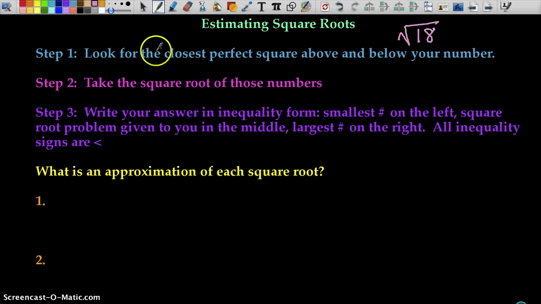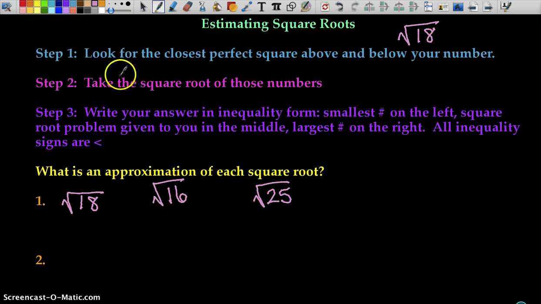So the first thing that you want to find is the closest perfect square above and below your number. So let's say we have this problem, square root of 18. What are our closest perfect squares, both above and below? Well, below 18, 16 would be a perfect square. And the next one above it would be 25.